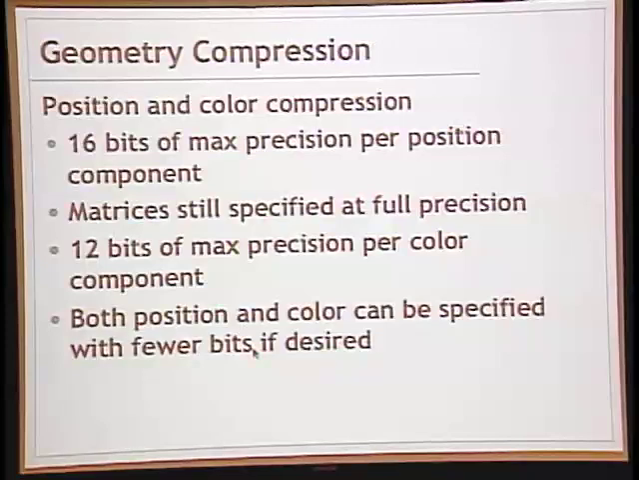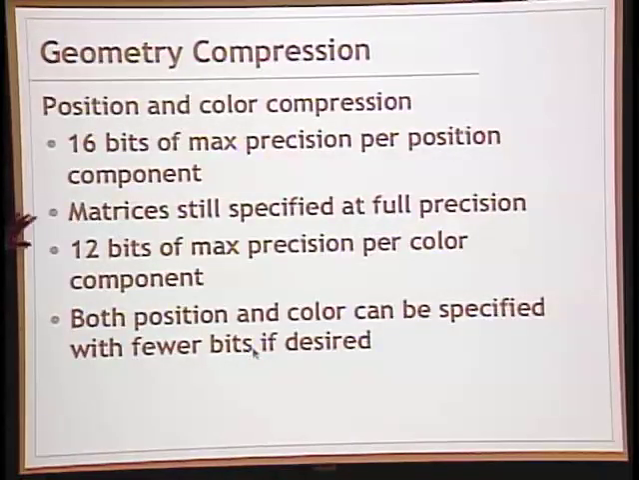So you might say, all right, position. Well, we're doing 32 bits of precision for x, y, and z. And what he said is, I think I can get away with 16 bits of precision. Okay, I'm going to send a half vector, or a half float, instead of a full float. I think that's going to give us enough.